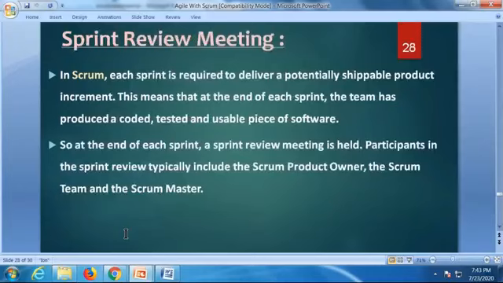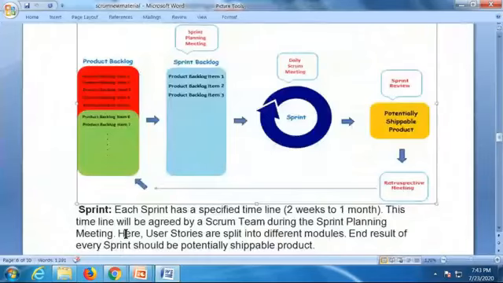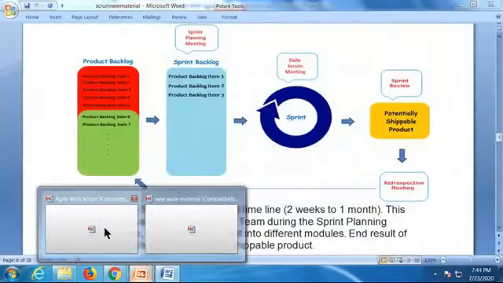Next, sprint review meeting. In Scrum, each sprint is required to deliver a potentially shippable product. Potentially means what? Defect free, meaning the end of each sprint, the team has produced a coded, tested, and useful piece of software. So, at the end of each sprint, a sprint review meeting is held. Participants in sprint review typically include the product owner, Scrum team, and Scrum master. These fellows will participate. We don't want to spend much time here. We spend very less time here.